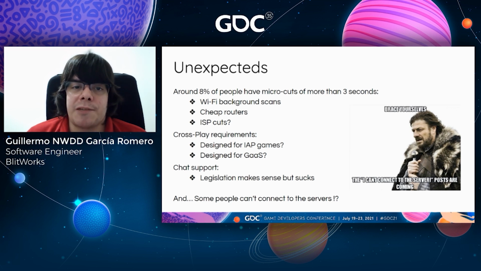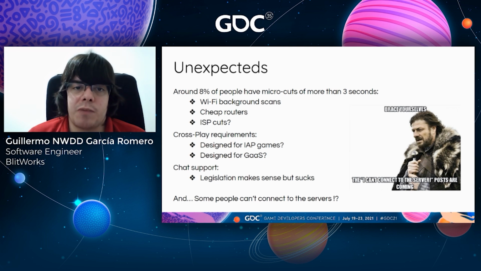There are also many unexpected interesting findings. One of them was that roughly 8% of players experienced internet microcuts of more than 3 seconds. We didn't see this coming, and we have found a variety of reasons for this: cheap routers, Wi-Fi adapters performing background scans, and ISP service microcuts. We plan on increasing the disconnect windows, but we first need to find a way to mitigate the damage that PCs not meeting requirements could do in these situations.